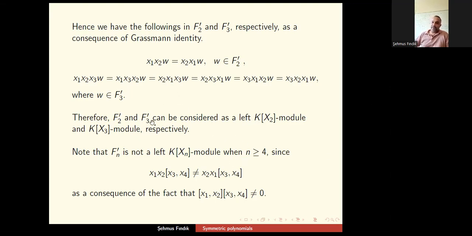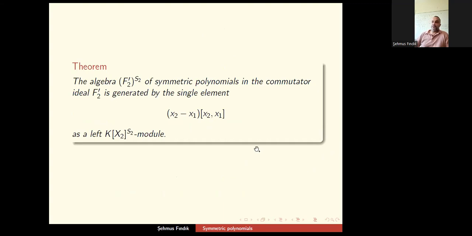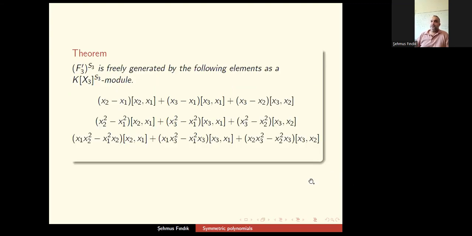So we work only with F3 and F2 prime. So you see F2 prime turns out to be the k[x2] module generated by one element, and F3 prime is generated by 3 elements given in here. And the symmetric polynomials are in this way. So the symmetric polynomials in rank 2 are generated by this element as k[x2]^S2 left module. So here you multiply from the left side. And in the case of 3, you have 3 generators in here. And again, we are not saying that these are algebraically independent.